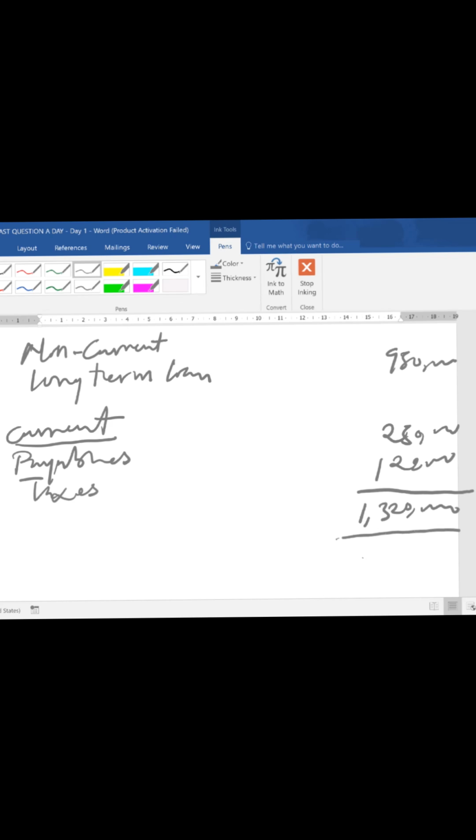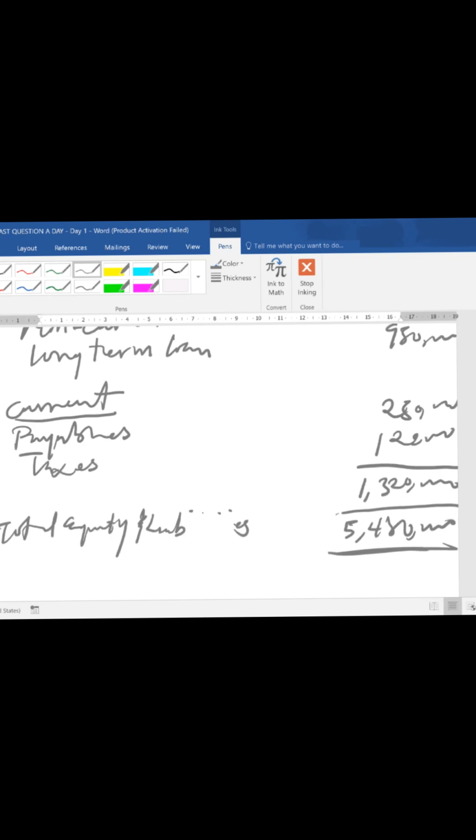If we are to add it to our equity, we will be having 548,000. And this is our total equity and liabilities.